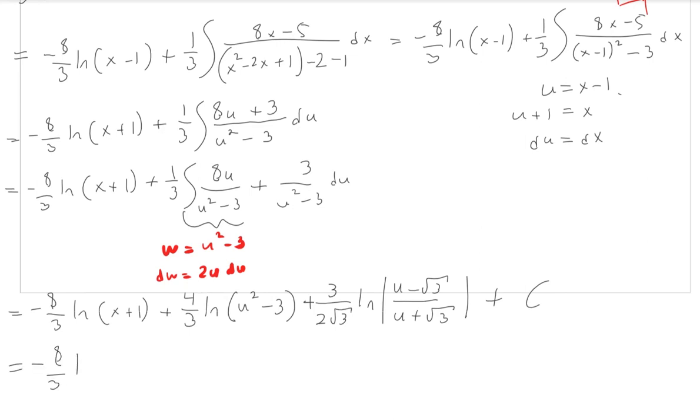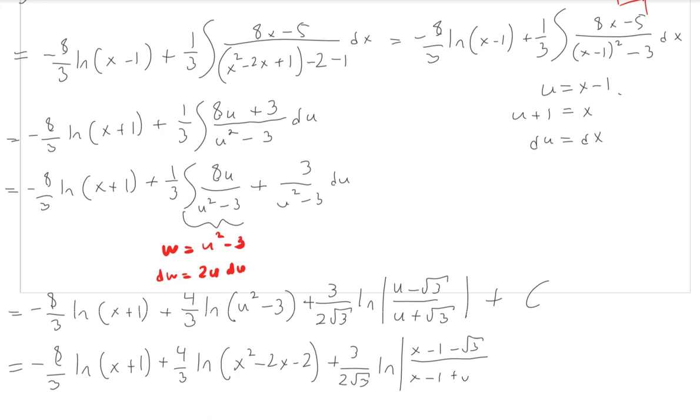Lastly, need to replace all the u's back with x, 4/3 natural log. So u was x minus 1, so that's x minus 1 squared minus 3, which we know results in x squared minus 2x minus 2. That was our original. And then plus 3 over 2 root 3 natural log. In this case, I'm just going to keep it easy. I'm going to keep it x minus 1 minus root 3 on top, and the bottom, x minus 1 plus root 3, plus c.